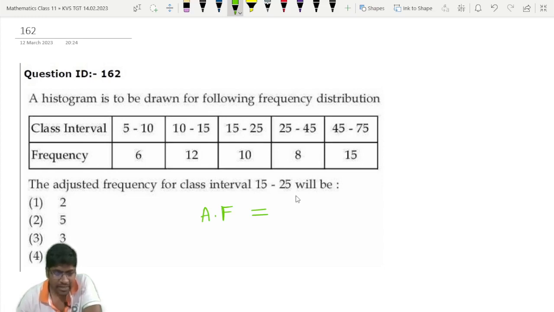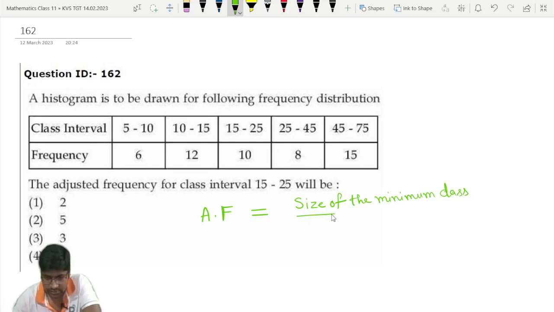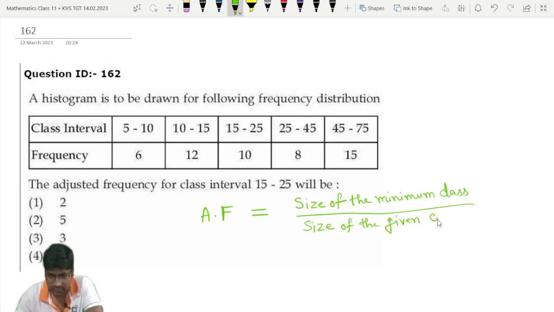Size of the minimum class divided by size of the given class, into frequency of the given class. That frequency I am writing as F.